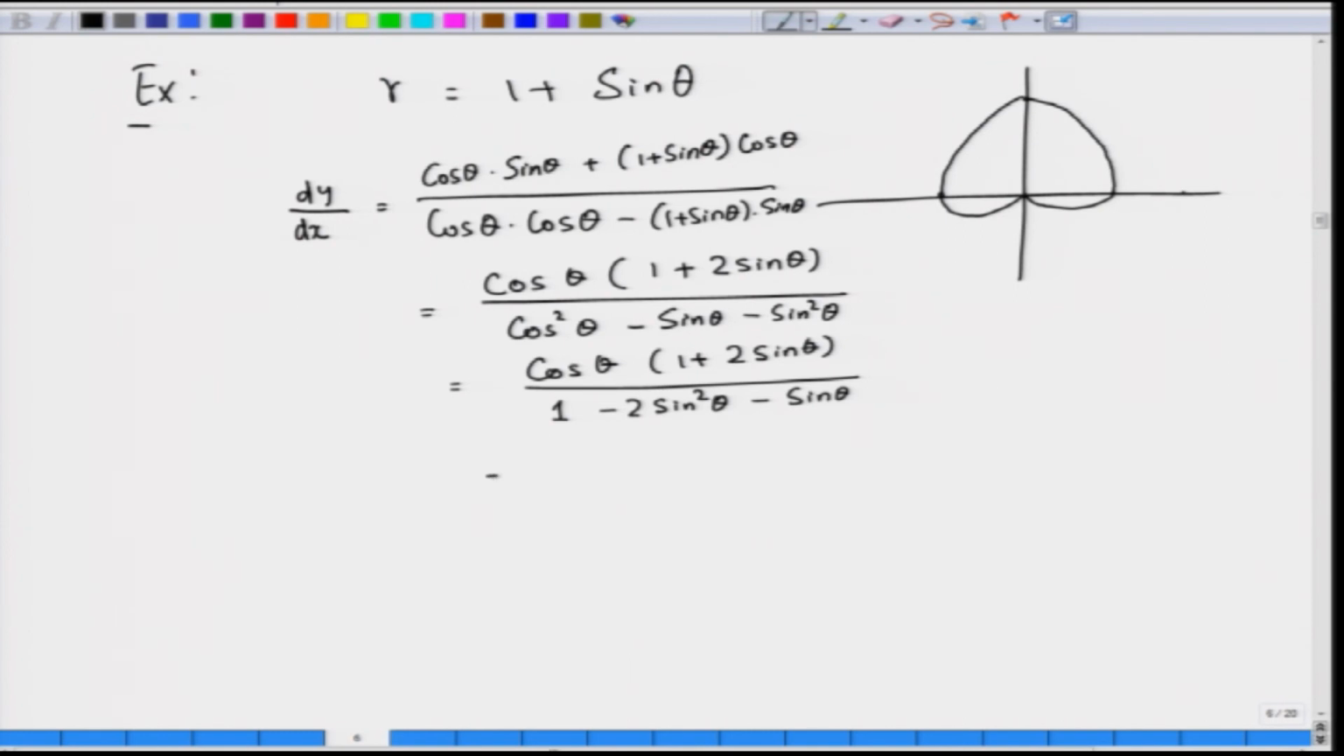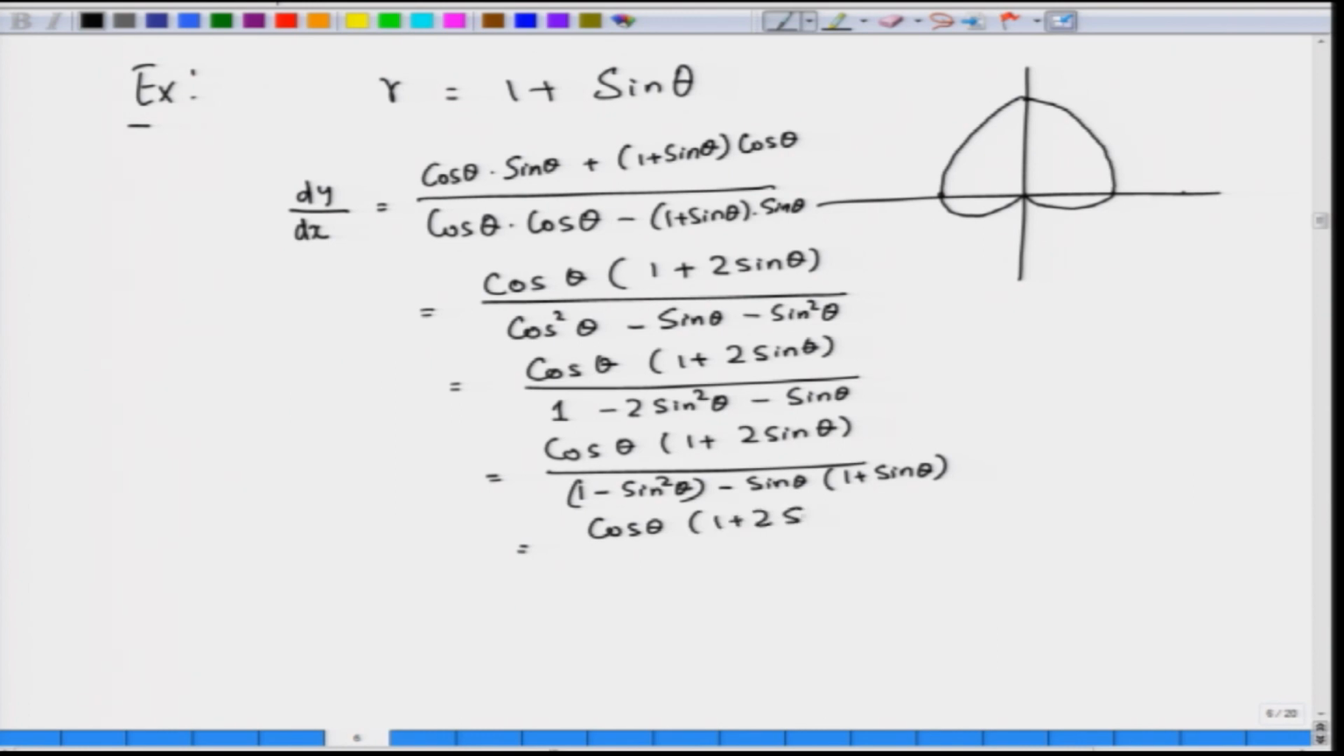This we can write further simplifying. This is 1 minus sin square theta, and then minus sin theta. If we take common, this is 1 plus sin theta. So, this is equal to cos theta times 1 plus 2 sin theta divided by 1 plus sin theta, and if I take common here, it is 1 minus sin theta minus sin theta, so 1 minus 2 sin theta.